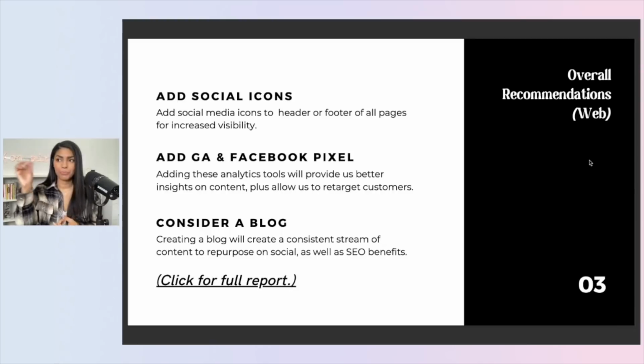There aren't social icons in the header or in the footer of the website. So if we're looking to build those channels, it makes sense to add that. Add GA, Google Analytics, and the Facebook Pixel. Those have not yet been installed in the website, which doing that will enable us to read better analytics, and it will also enable us to retarget people. So if they come look at a course but don't purchase a course, we can send an ad out. Hey, did you forget this? You left this in your cart, that kind of thing.